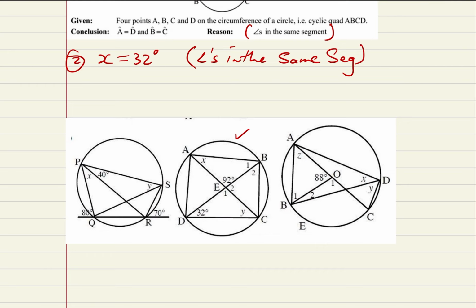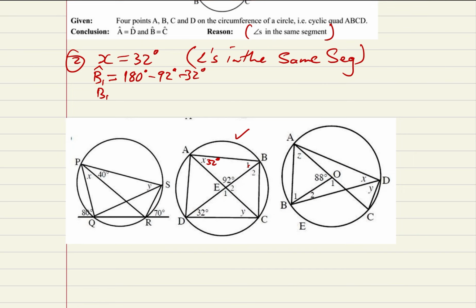Angles in the same segment. Okay, now then from there I have now 32 degrees here. That means I can find B1. Okay, so angle B1, which was not required, will be 180 degrees minus 92 degrees minus 32 degrees.